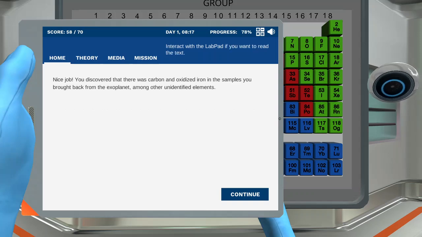Nice job! You discovered that there was carbon and oxidized iron in the samples you brought back from the exoplanet, among other unidentified elements. This all points in the right direction for the habitability of the planet. There is just one more experiment I'd like to perform.